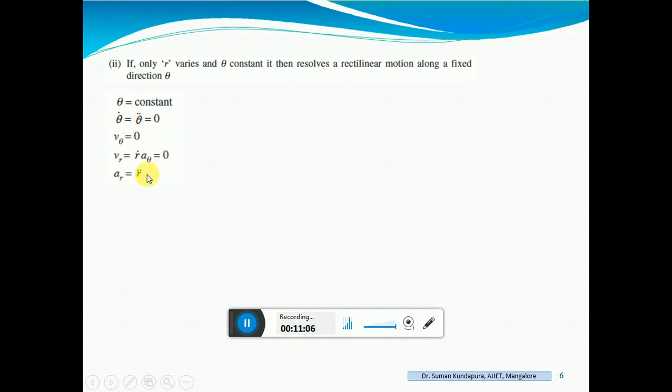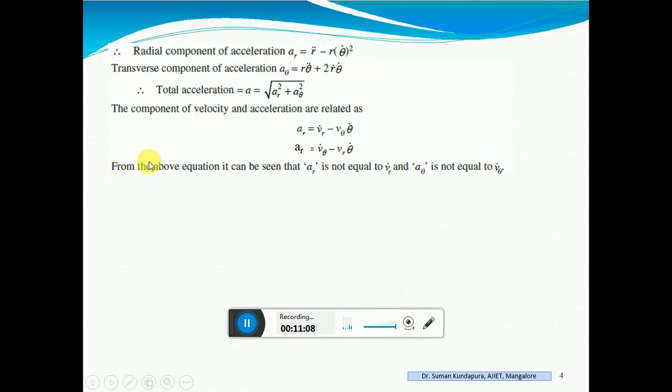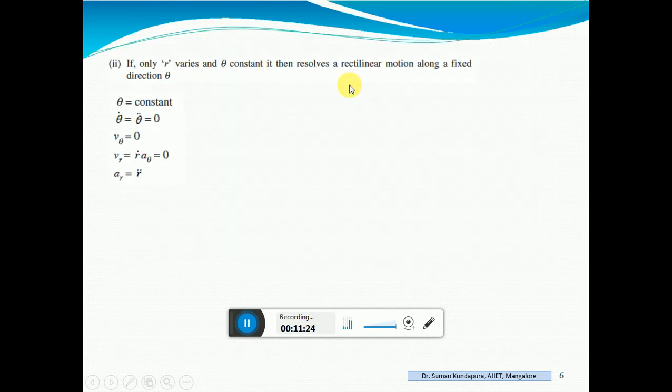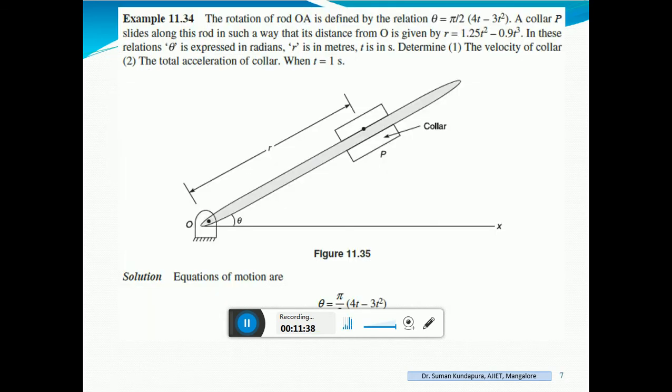We will look into the a theta equation and the Ar equation. Since theta dot is 0, the radial component of acceleration becomes r double dot, and both terms of a theta are 0, so the transverse component of acceleration becomes 0. Radial component of acceleration becomes r double dot. You need to remember these concepts and formulas; no derivation is in the syllabus.